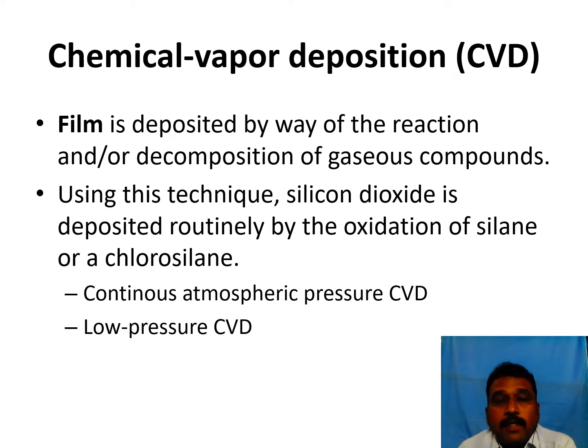So the next one is chemical vapor deposition. In this process, the film is deposited by way of reaction or decomposition of gaseous compounds. While we are using that gas, it will decompose and then deposit as a film over the substrate surface. Using this technique, silicon dioxide is deposited routinely by the oxidation of silane or chlorosilane. So we use these two processes, that is continuous atmospheric pressure CVD or low pressure CVD.